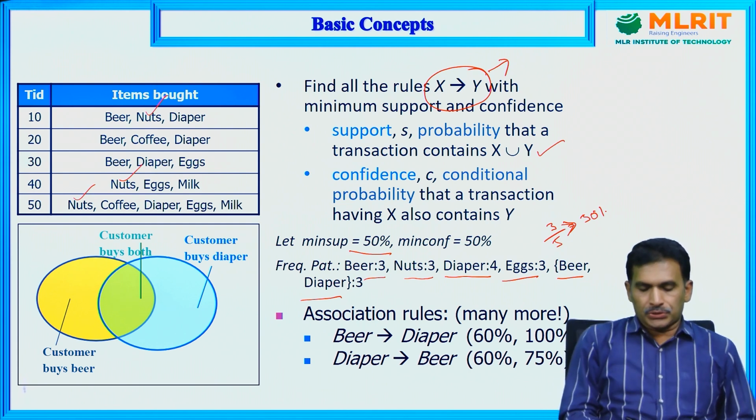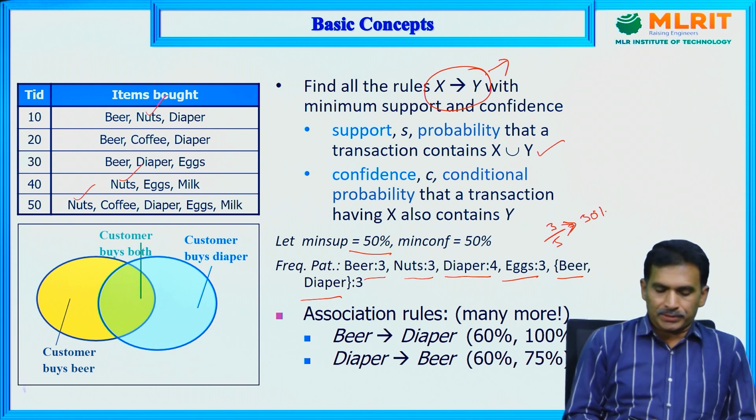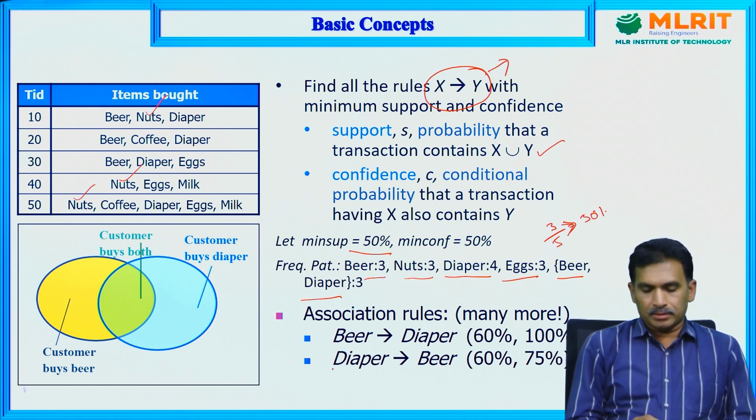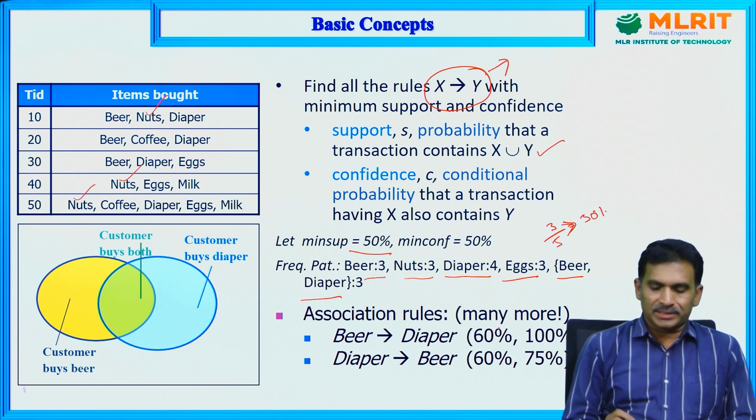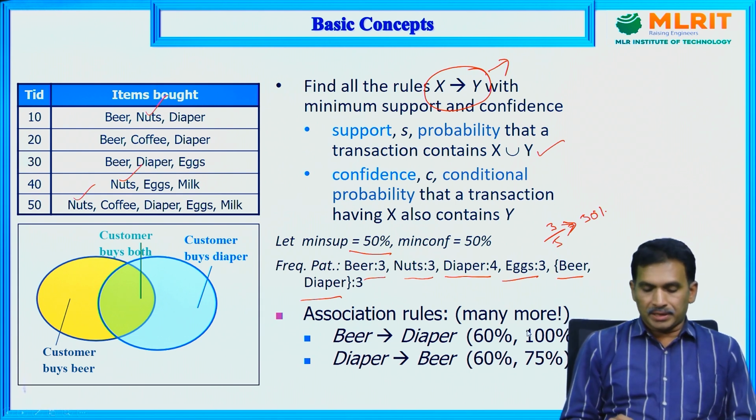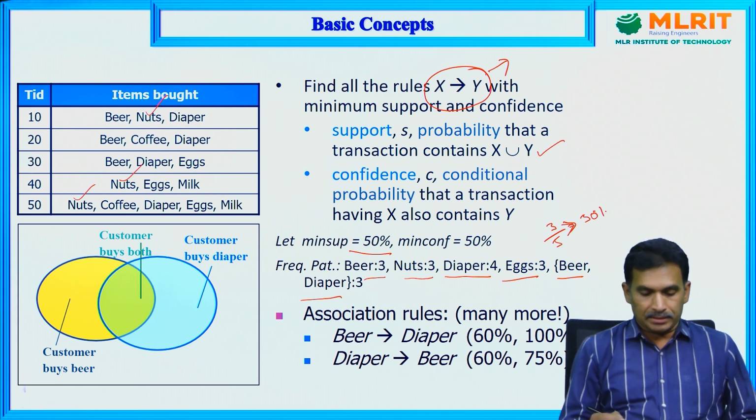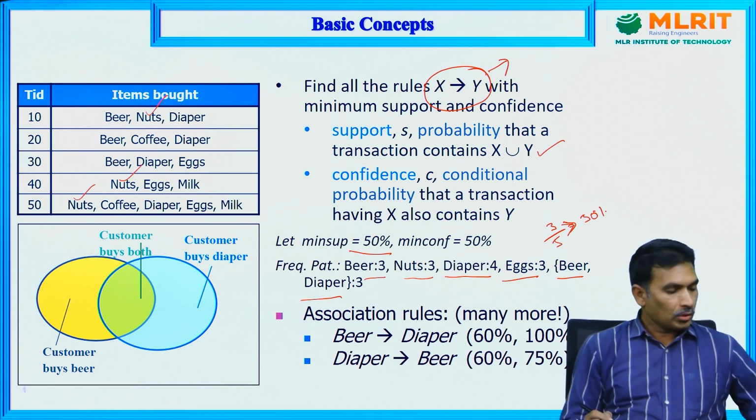So association rules could be expressed like: if beer then diaper, with the support 60% and confidence 100%. We'll discuss all this in detail.